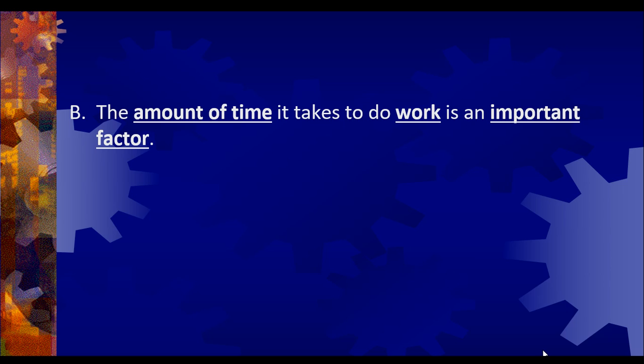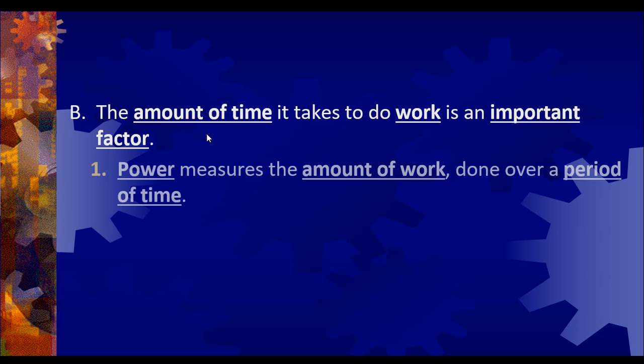So power and work are related. The difference is that power is the amount of time it takes to do something. Now, because they're related, you have to be careful not to mess them up and get them confused with each other. So power is the amount of work done over a period of time.